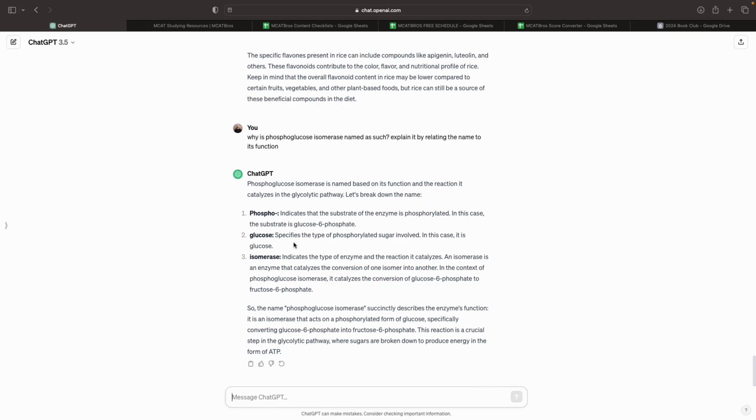And isomerase indicates the type of reaction the enzyme catalyzes. Isomerase converts one isomer into another. In the context of phosphoglucose isomerase, it catalyzes the conversion of glucose 6-phosphate, G6P, to F6P. So it succinctly describes the enzyme's function. Isomerase, which phosphorylates glucose, converting G6P to F6P. This reaction is a crucial step in the glycolytic pathway, where you break down sugars to produce energy in the form of ATP.